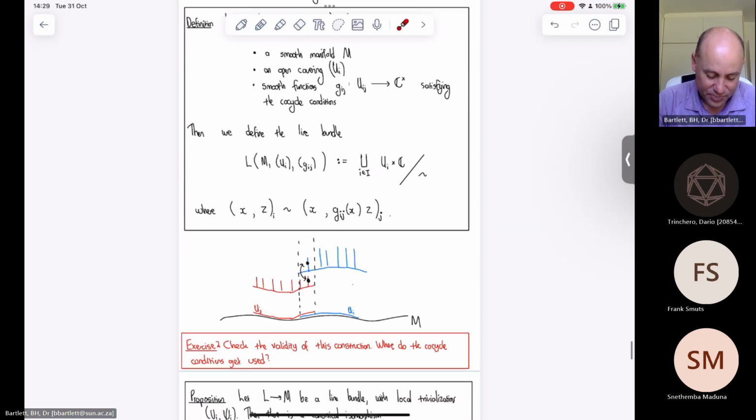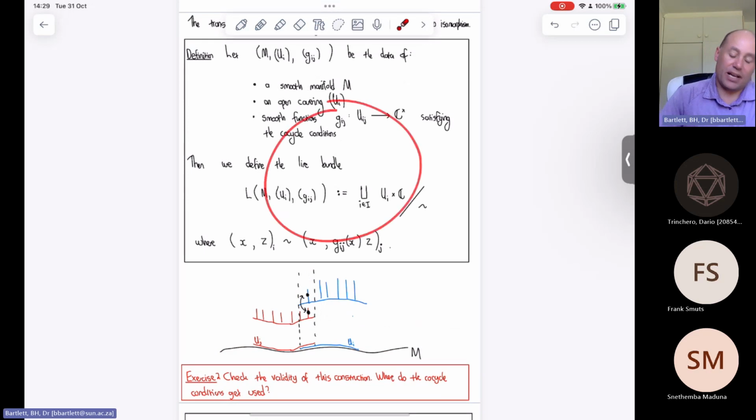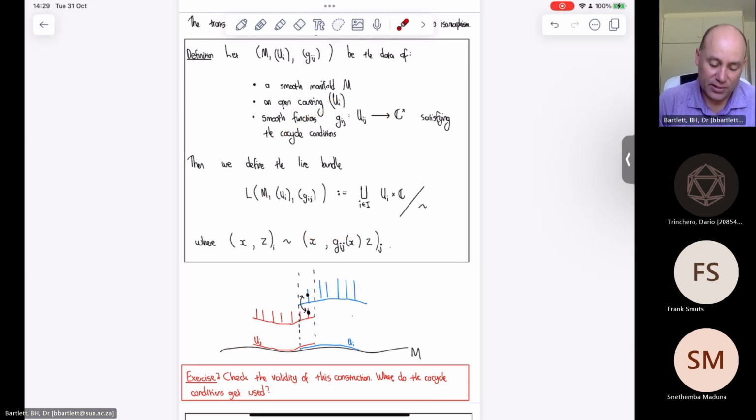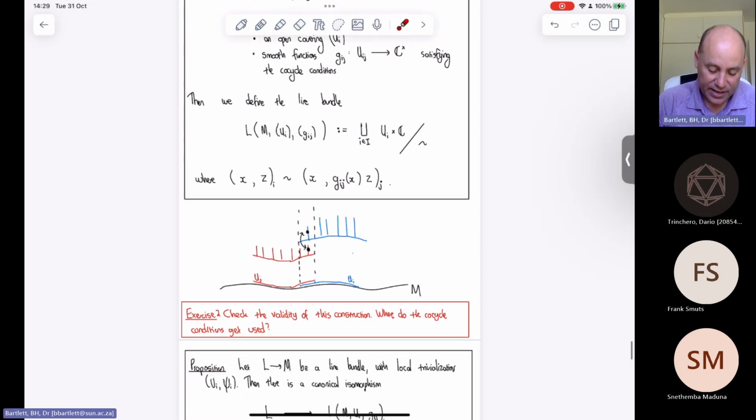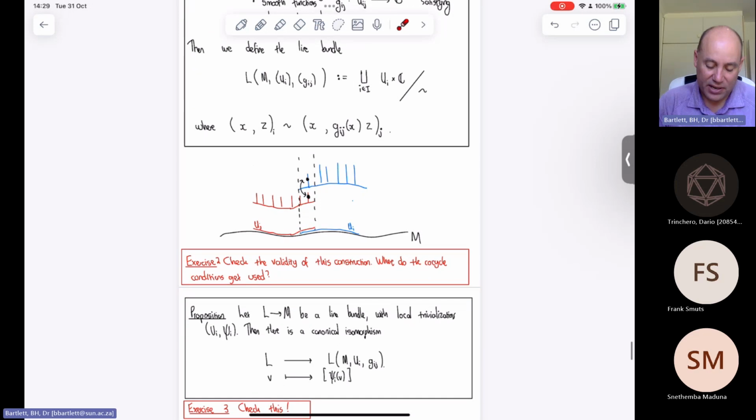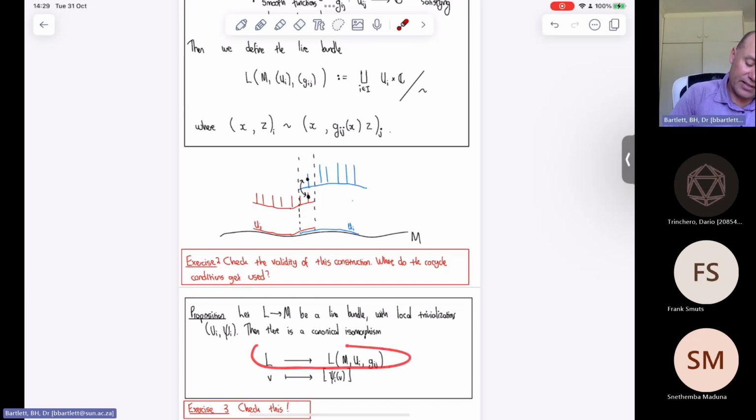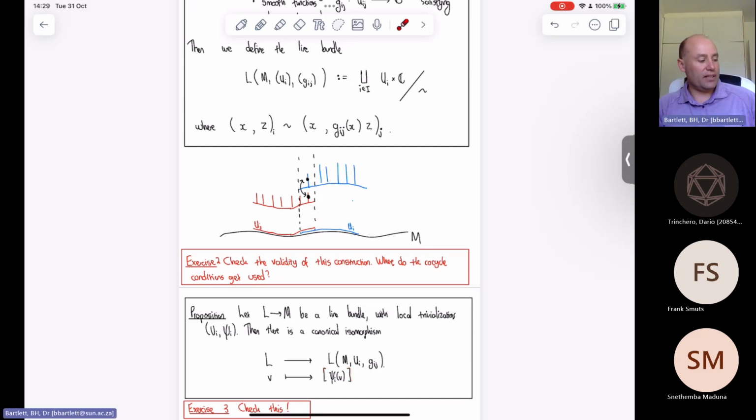Good. Great. Okay, so we've got this way of building up a line bundle from cocycle data. And then the formal proposition would be that if you've got a line bundle and you pick local trivializations for the line bundle, which you know exist by definition of the line bundle being locally trivial, then there's a canonical isomorphism between your line bundle and the line bundle that you can build from this cocycle data. Namely, it sends a point v in the line bundle to the equivalence class of a local chart times v.